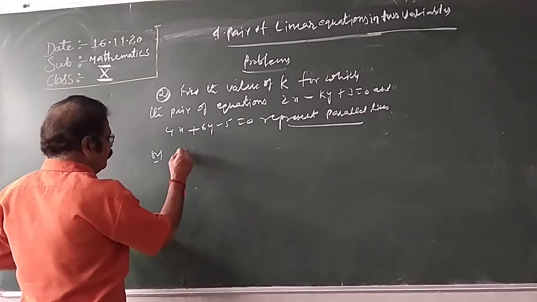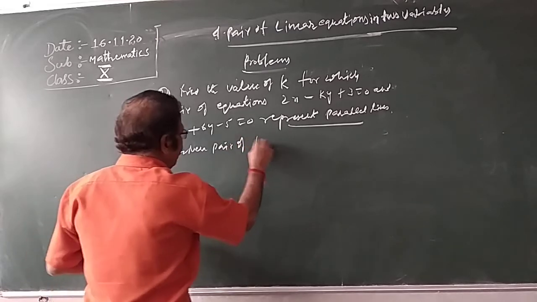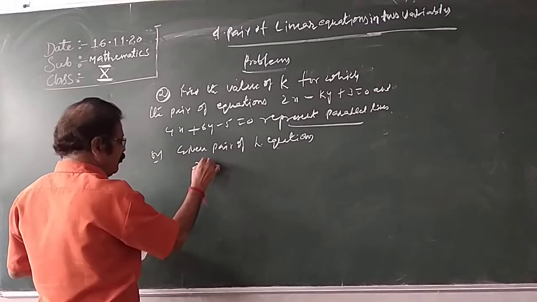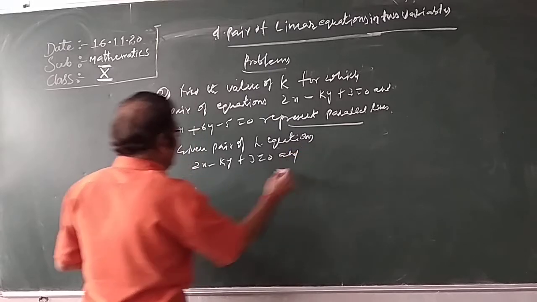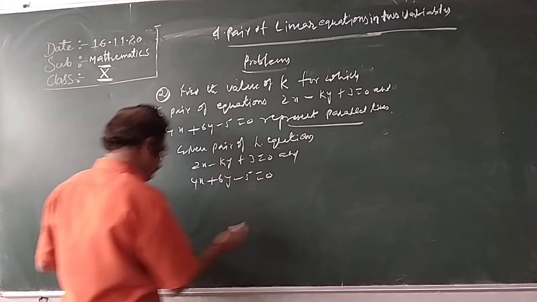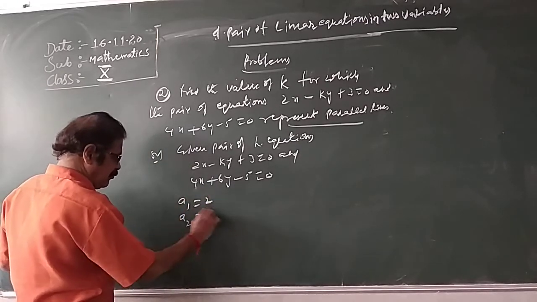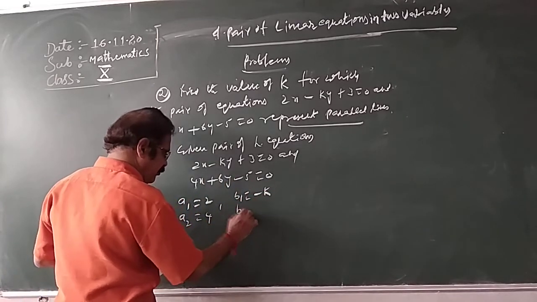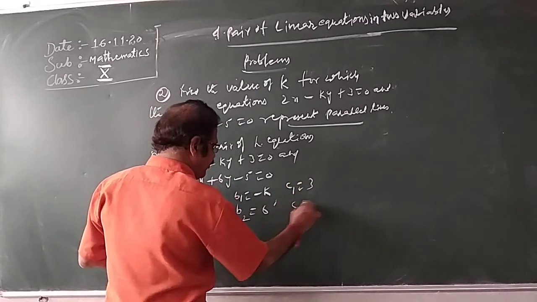So you need to write the given pair of linear equations: 2x minus ky plus 3 equal 0 and 4x plus 6y minus 5 equal 0. You need to write the coefficients. a1 is equal to 2, a2 is equal to 4, b1 is equal to minus k, b2 is equal to 6, c1 is equal to 3, c2 is equal to minus 5.